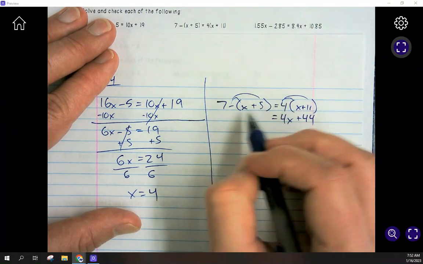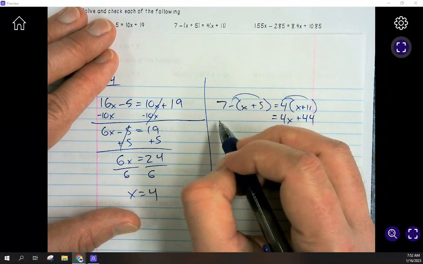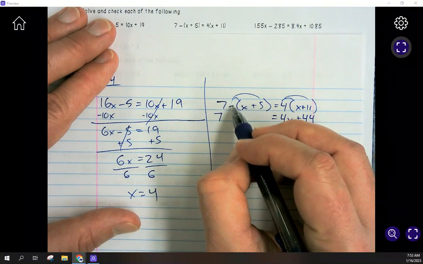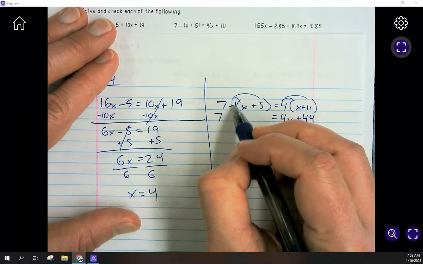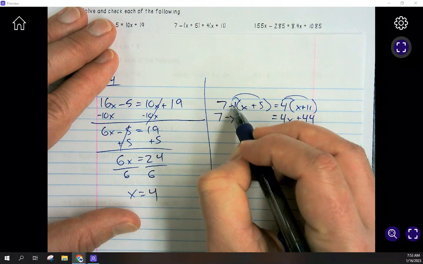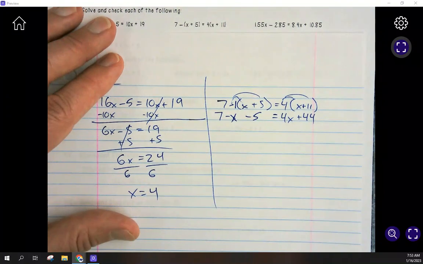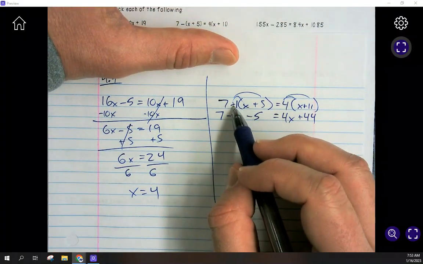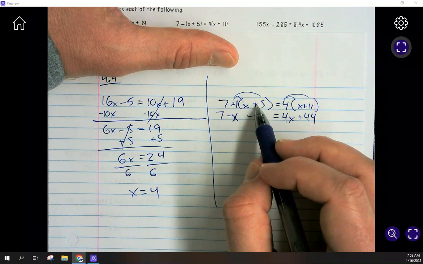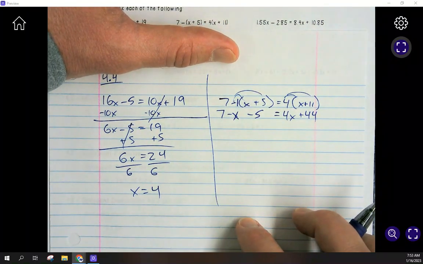Here now, first of all, the 7 is not being multiplied. It says 7 minus this. So don't multiply by 7. We do need to distribute the negative though, so it's like a negative 1. Negative 1 times x is negative x. Negative 1 times 5 is negative 5. And that's where most people make the mistake. They either multiply by 7, which is completely wrong, or they bring down the negative x and then they just bring down a plus 5 instead of multiplying it and getting a negative 5.